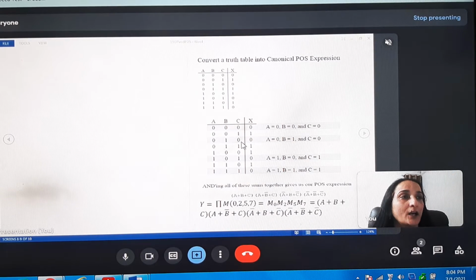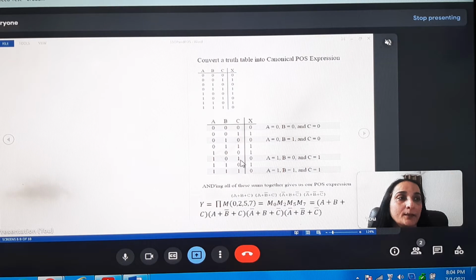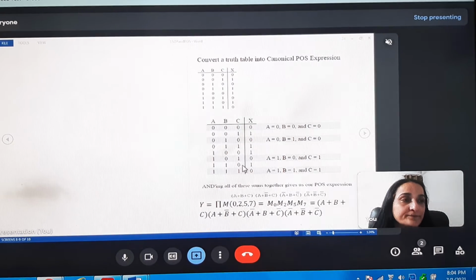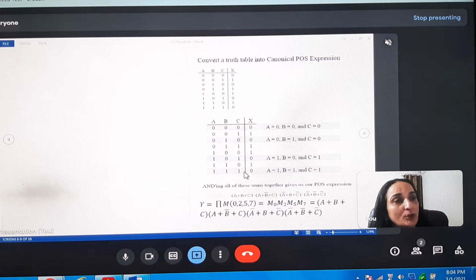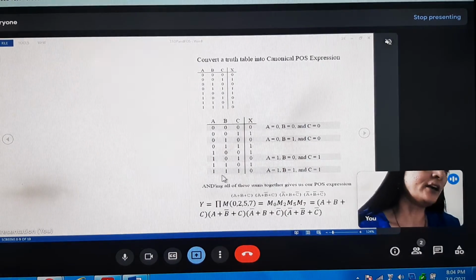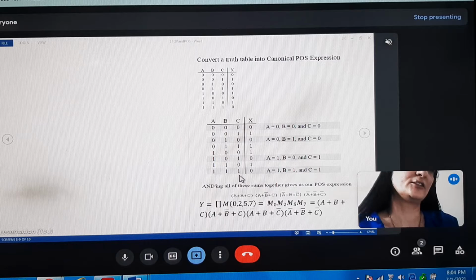Next we will identify the 5th row and write the max term or sum term for this row. It will be A bar plus B plus C bar. For the 7th row, the sum term, fundamental sum term or max term will be A bar plus B bar plus C bar.